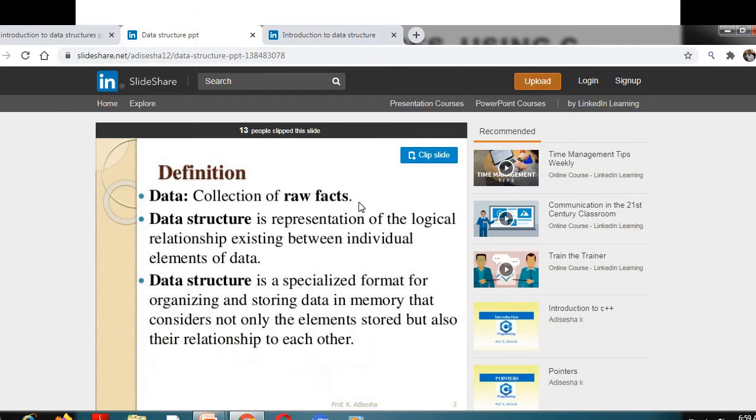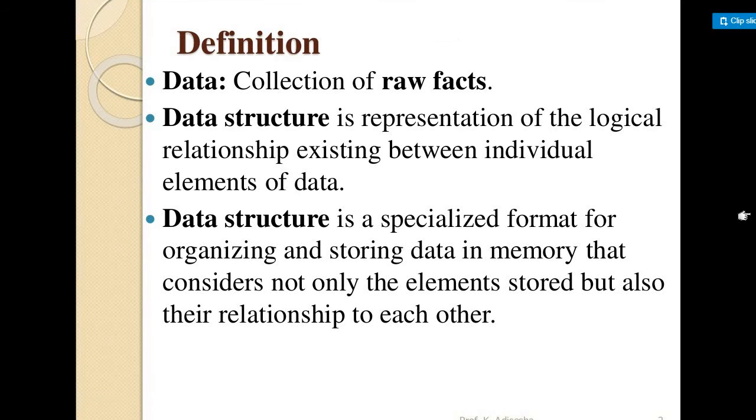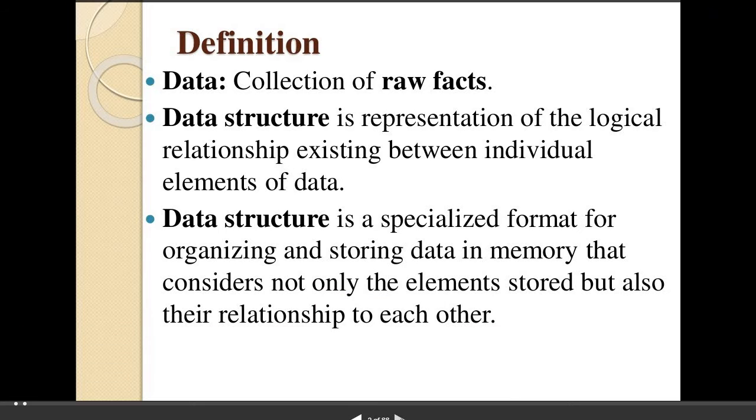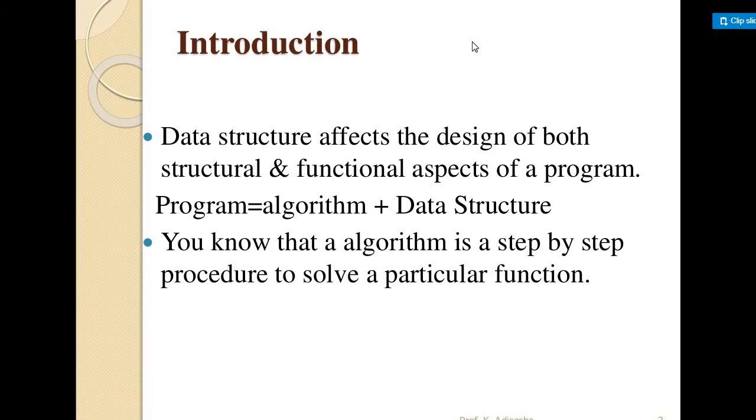First, what is data? Data is a collection of raw facts or raw entities. Data structure is a representation of the logical relationship existing between individual elements of data. The data structure is a specialized format for organizing and storing data in memory, which considers not only the elements stored but also their relationship to each other. So data structure affects the design of both structural and functional aspects of a program.